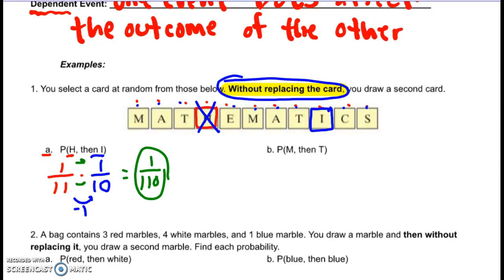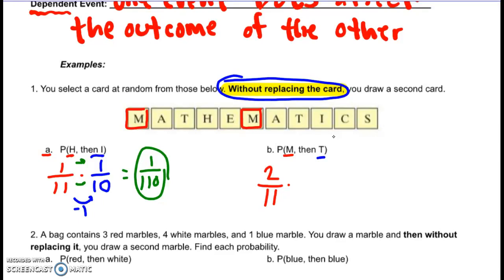When we look over here at example B, and I'm going to erase just what I was drawing up here because our scenario has now changed. All of our cards are back in the bag, so we have 11 cards to start. And this time, we're starting with the letter M. So we're pulling the letter M out of the bag, and we counted that there's 2 M's out of the 11 cards. So that probability is 2/11ths, and we're going to multiply it by the probability of pulling a T.